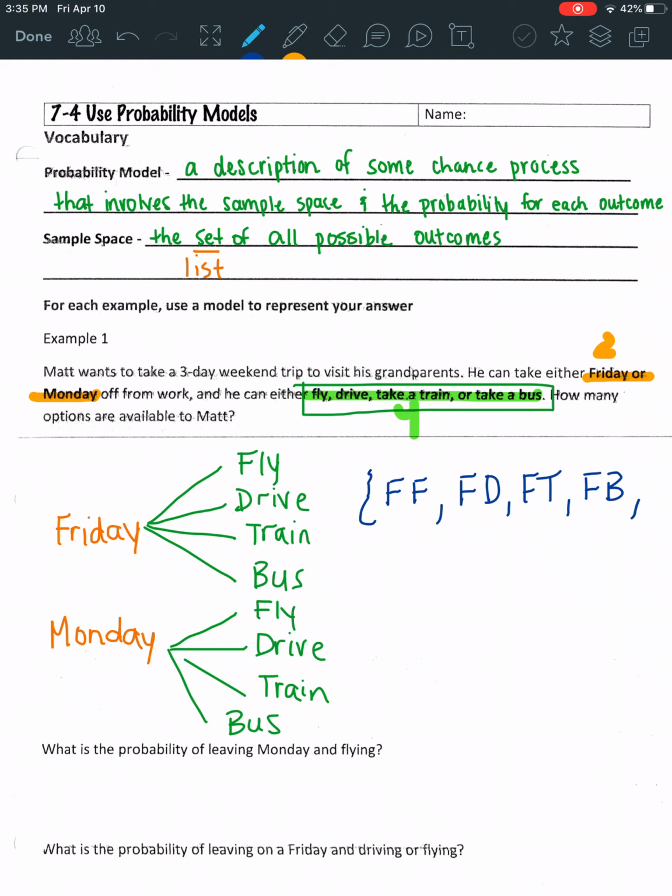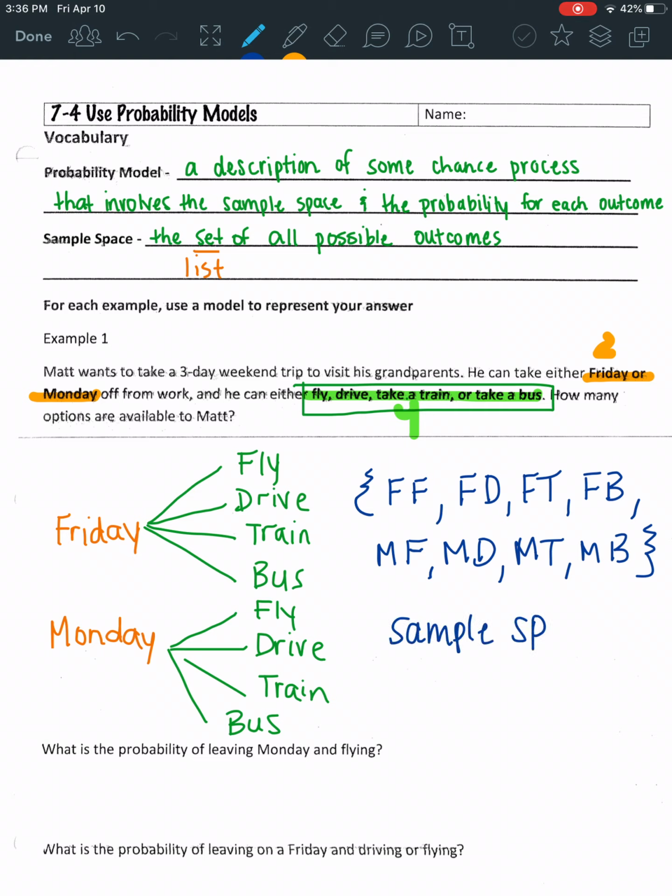And then the other 4 options come from Monday. So he could take Monday off work and fly. He could take Monday off work and drive. Monday off work, take a train. Monday off work, take a bus. And we'll end it with that other squiggly line. I'll fix it, this one doesn't look very nice. There we go. So this is what we call a set of all possible outcomes, or the sample space. So right there is the sample space. So we have 8 possible outcomes.